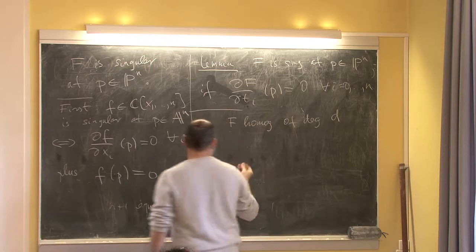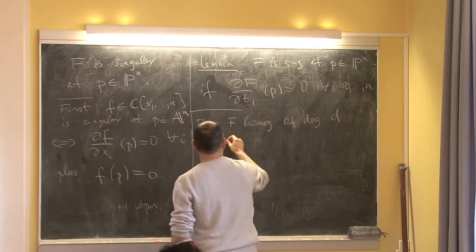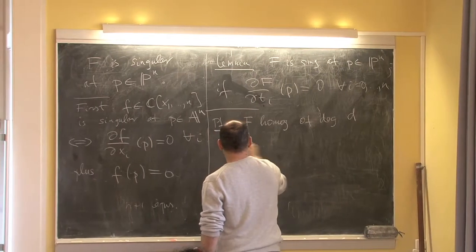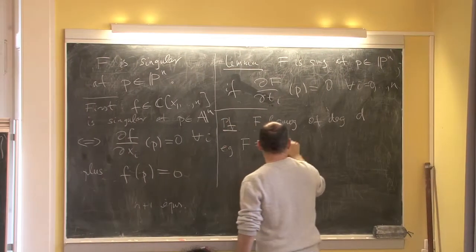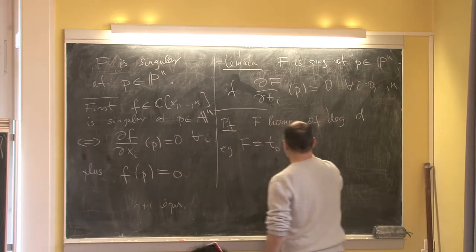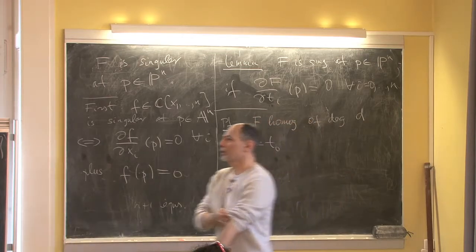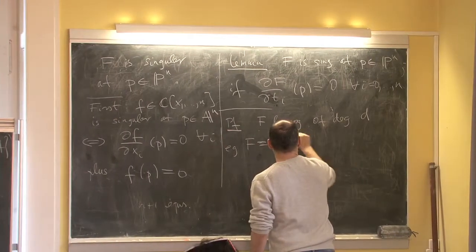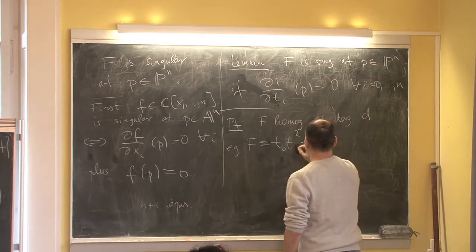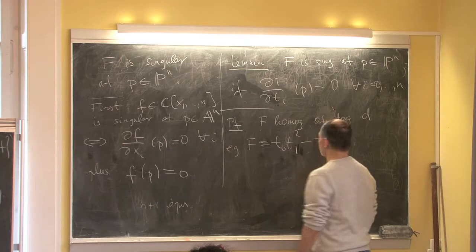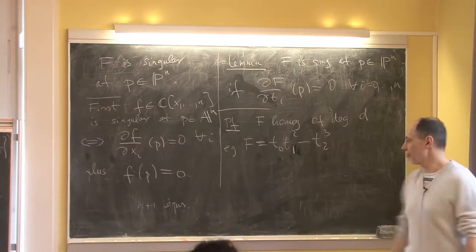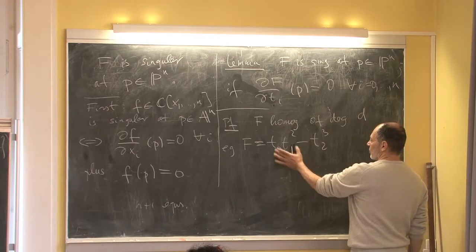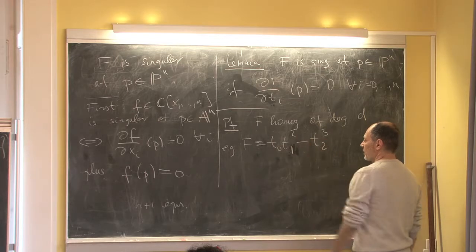So, for example, you can look at f equals t0 t1 squared minus t1 squared minus t2 cubed, say. So this is some degree 4 polynomial. There's a very easy way to express homogeneity, and this is the following.